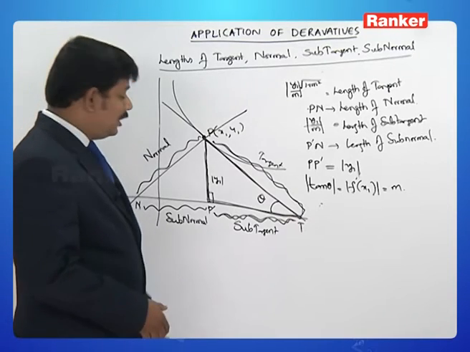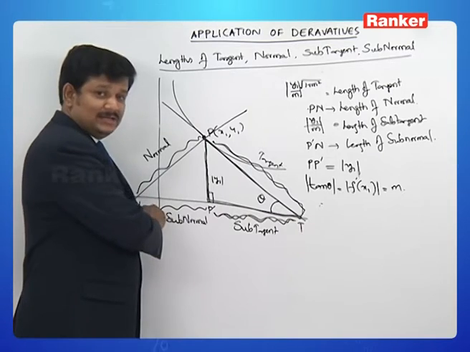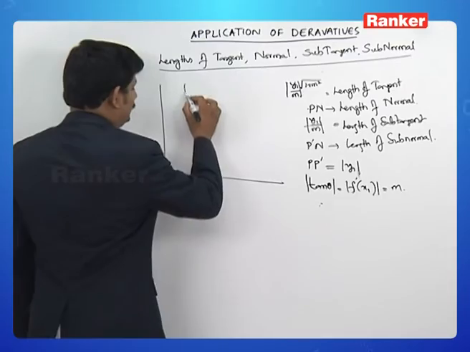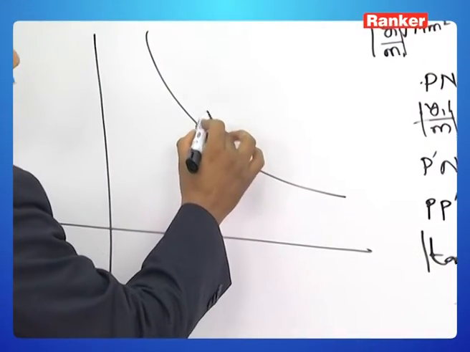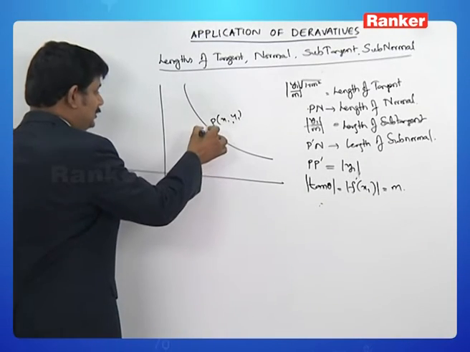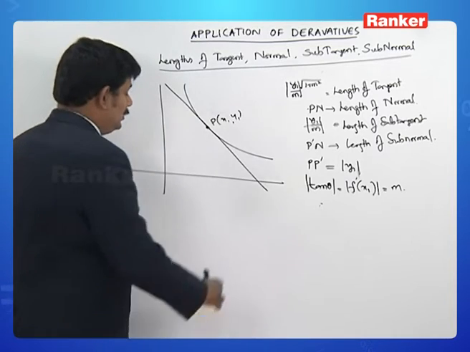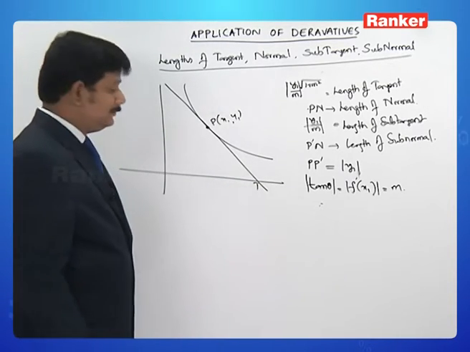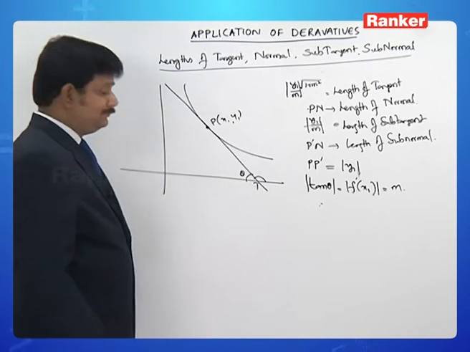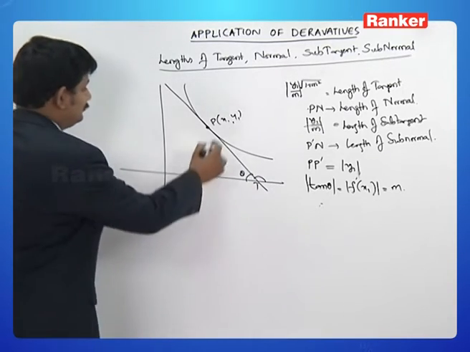Now for the subnormal and normal we have to focus on the P dash N triangle. Let us look at it. Let us redraw the figure. We are observing length of tangent, subtangent, normal, subnormal at the point P. For the tangent we have drawn the tangent to cut the x-axis at T. This angle we called theta. Slope of the line is tan of 180 minus theta; tan theta and tan of 180 minus theta are the same in magnitude.